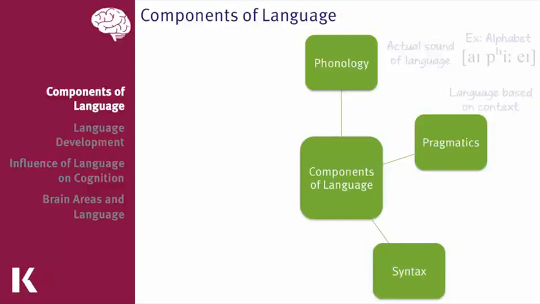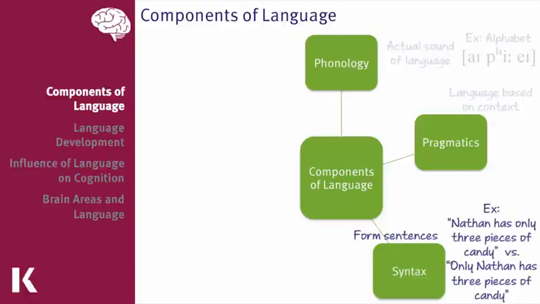Syntax is how we put our words together to form sentences. For example, saying that Nathan has only 3 pieces of candy has a much different meaning than only Nathan has 3 pieces of candy. So the way we put our words together composes the syntax of a language and can have a strong effect on the meaning of our sentences.